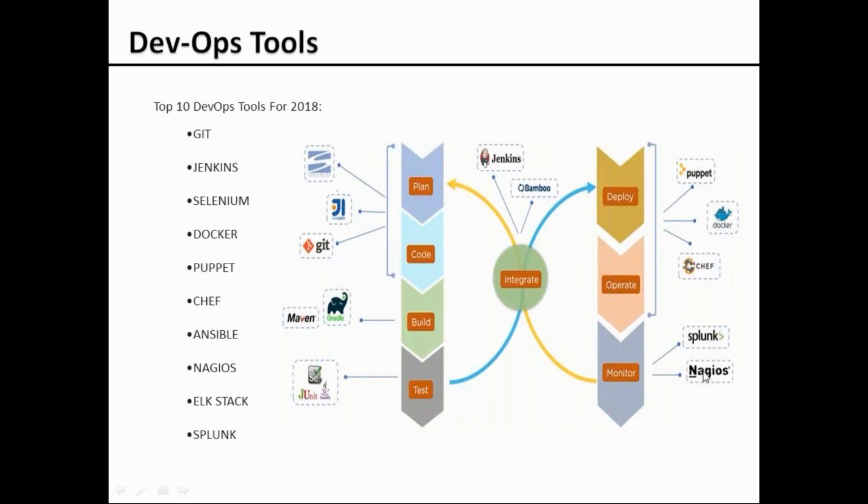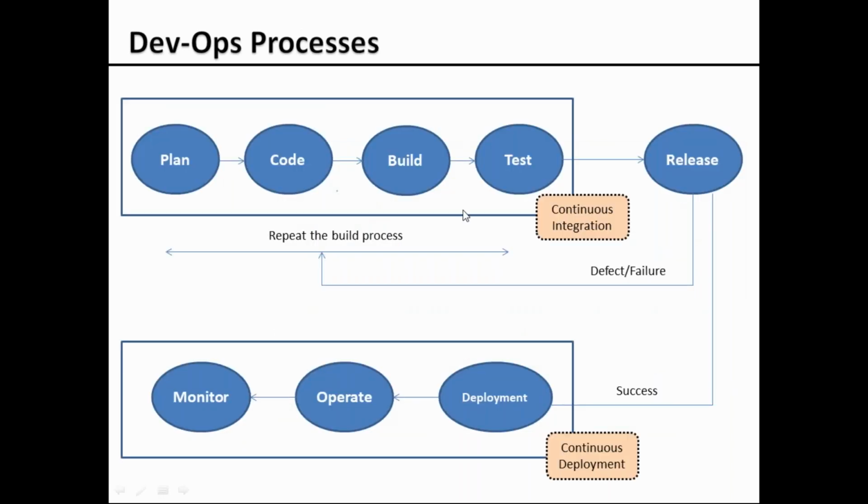So for monitoring we're going to use these tools. For deployment and operating, we're going to use these tools for the operations team. These are the top tools of DevOps which most of the industries are using. Okay, moving on. As I said, I have actually explained that in a pictorial way.